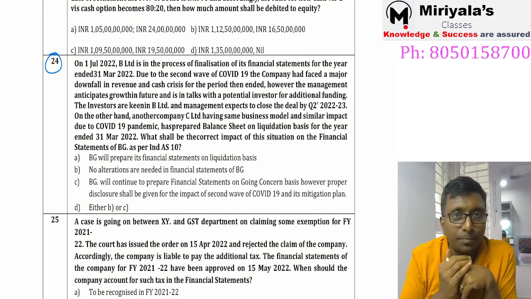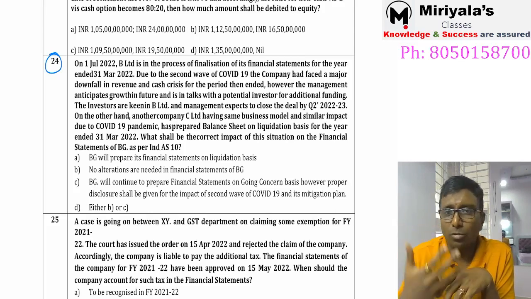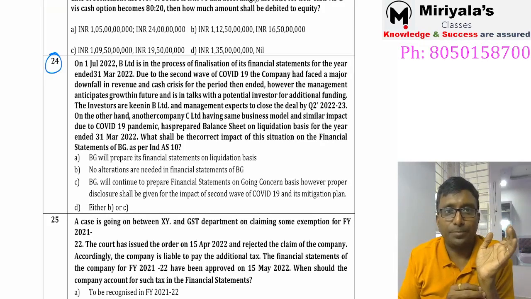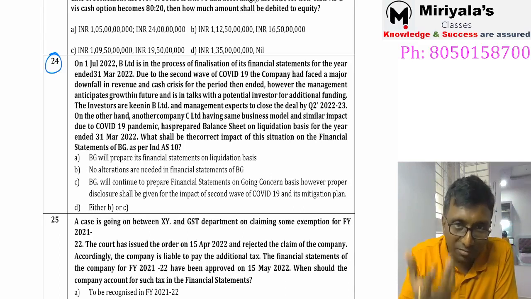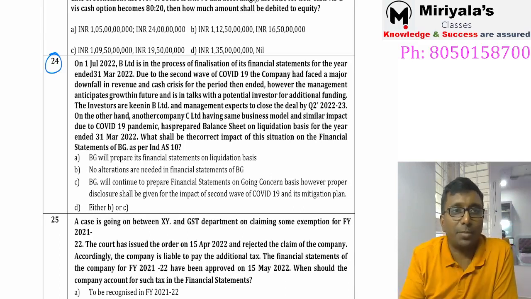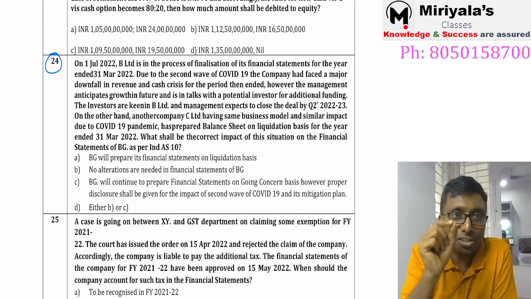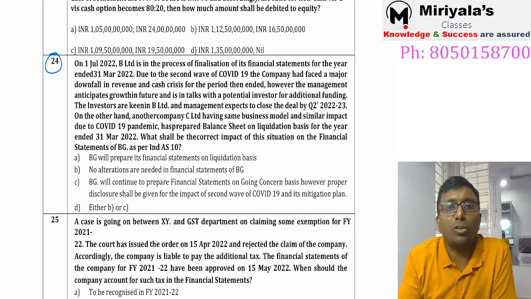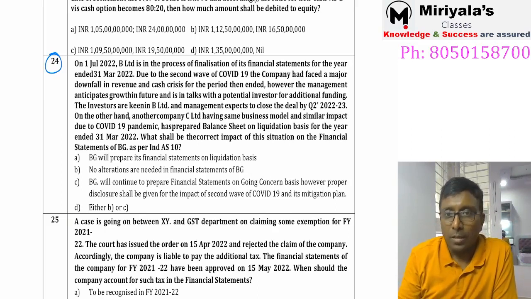Now the question here gives some other company's situation, and he tried to confuse us basically. Yes, a similar impact due to COVID-19 has come. Correct, the impact must have been there. But in my company, there is a potential investor, and they liked my company. They're very keen. See the fifth line: the investors are keen on B Limited, and the management expects to close the deal by quarter 2, 2022. I mean, before September they are trying to close it.